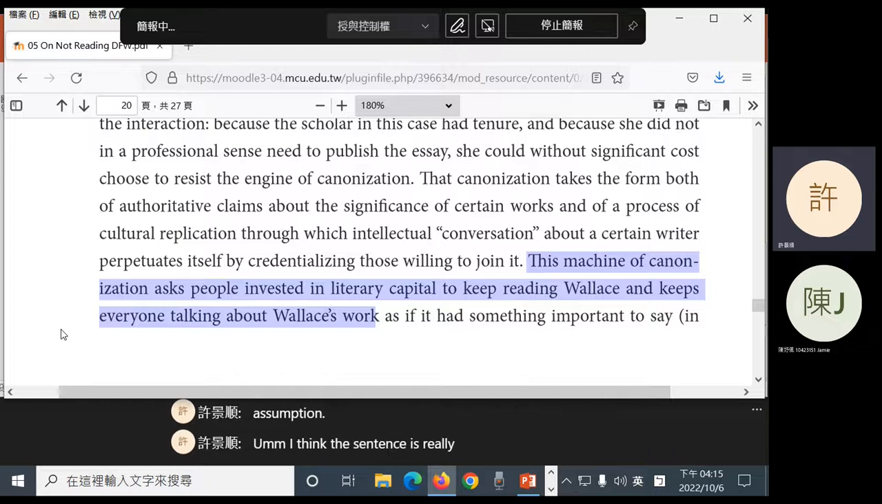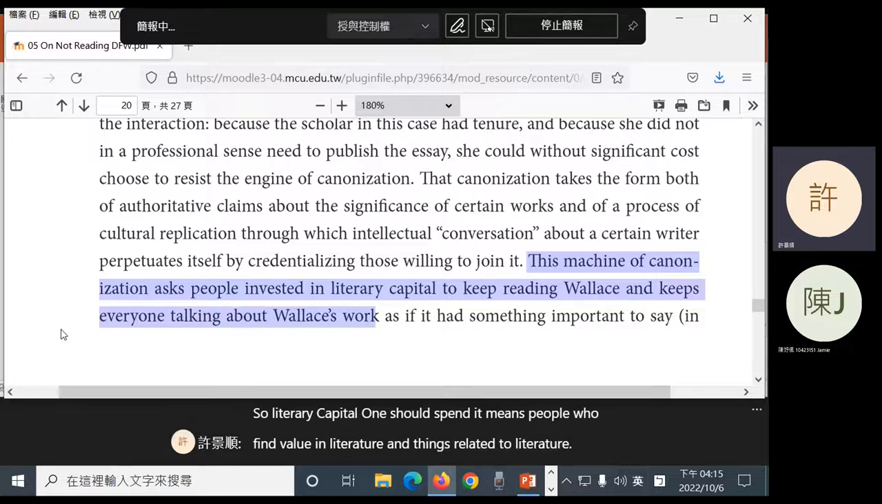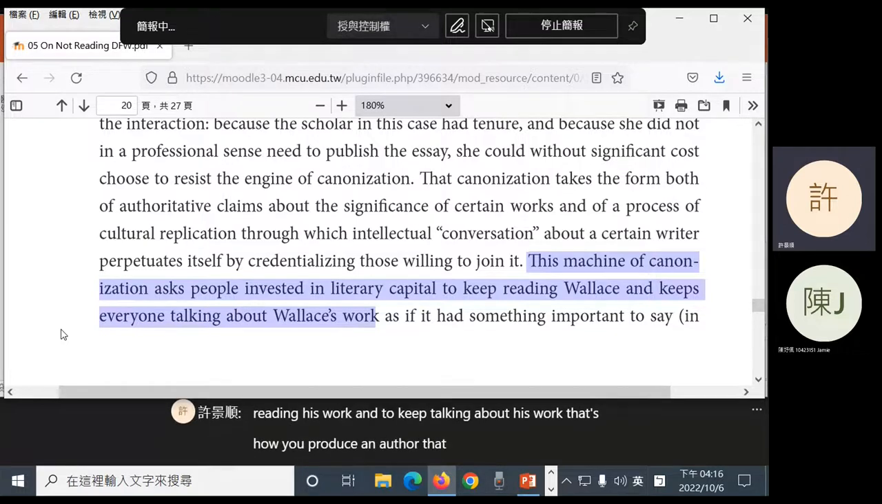I think this sentence is very interesting. I'm going to translate it into Chinese for you. 这个机械运作要求这个有投资文学资本的人必须要继续阅读这个人的作品并且继续去讨论他的作品。So literary capital, 文学资本, it means people who find value in literature and things related to literature. So translated into simple English, this says that the whole process of producing authors who are important or that people call important is simply asking people who believe in literature to keep reading his work and to keep talking about his work. That's how you produce an author that people call important.